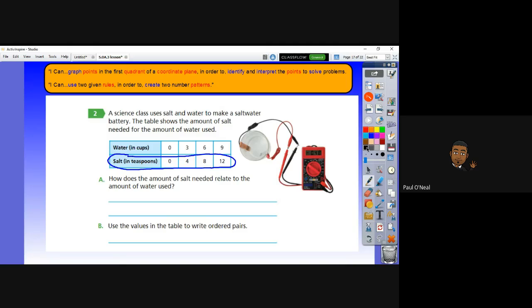All right. So how does the amount of salt needed relate to the amount of water used? Basically, if we were to keep going, let's say this would be 12, right? Because that's increasing by 3. The bottom one we should be able to figure out, well, it's increasing by 4, so that's going to be 16. So how to write that in words?